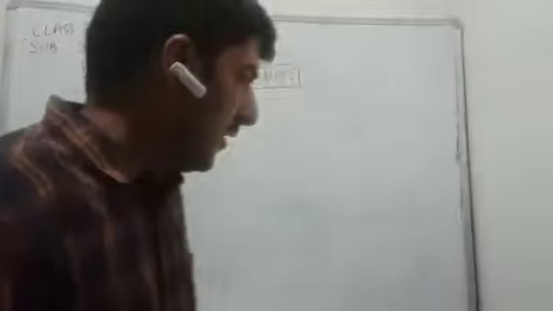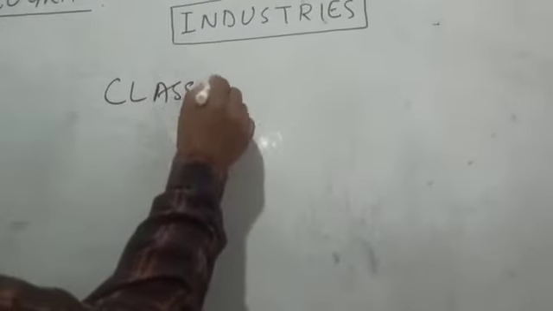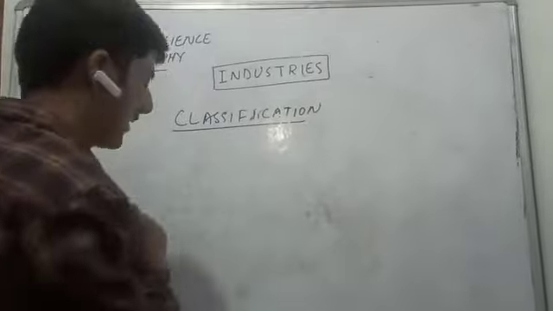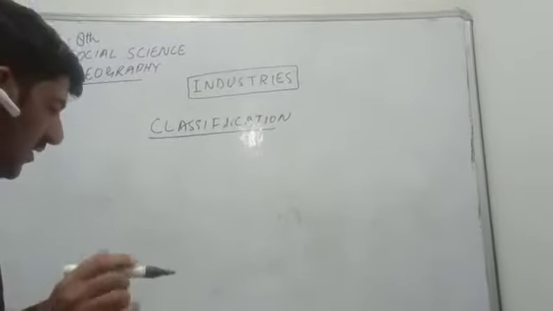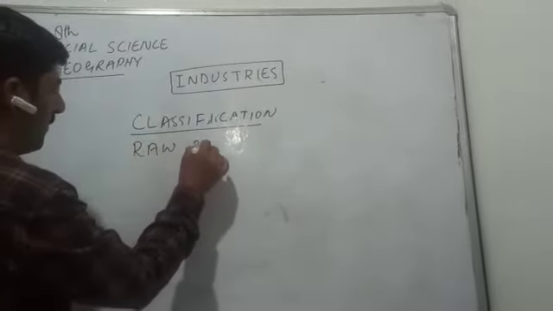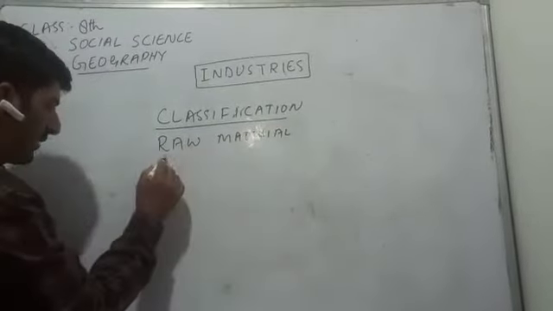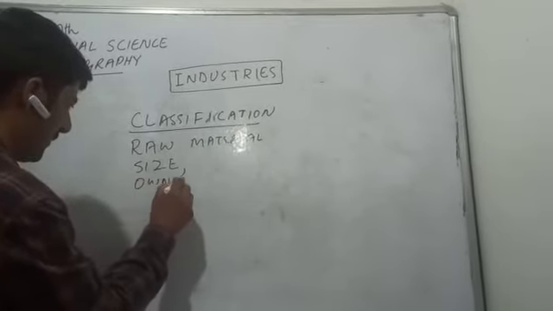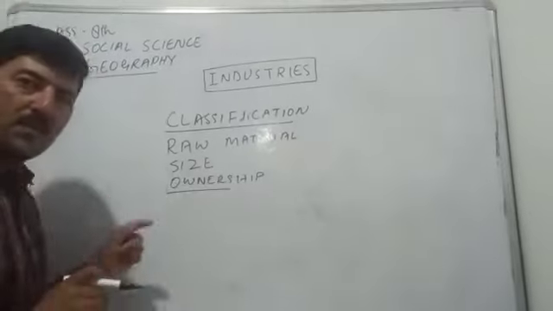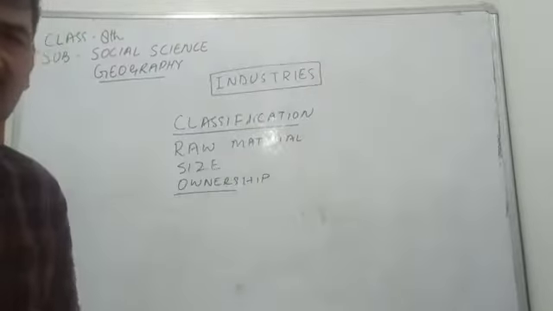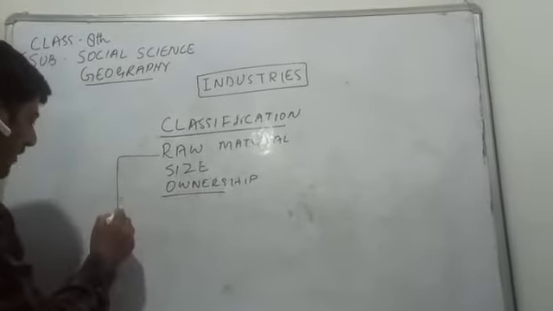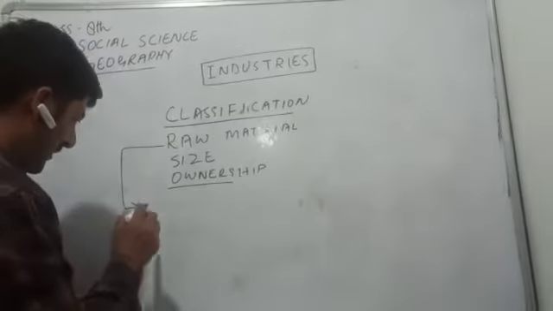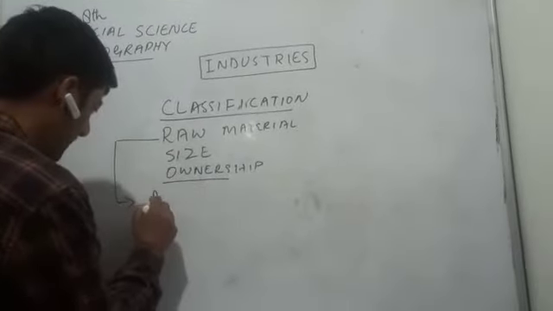So dear students, now classification of industries. We classify industries on the basis of raw material, on the basis of size, and on the basis of ownership. So on the basis of raw material, we can classify industries into four types. Number one is agro-based industries.